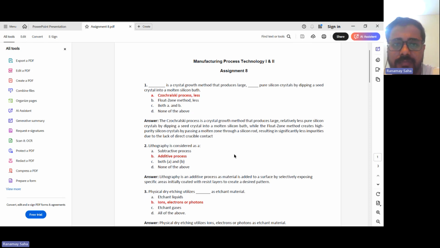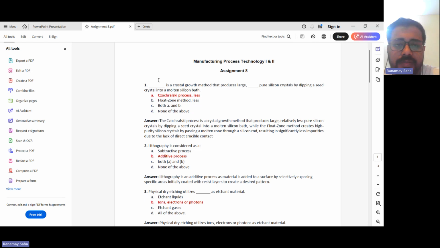We have seen some problems out of the single crystal growth method, and the theory had been taught to you during the regular classes. So the first question was about what is the crystal growth method that produces pure silicon crystals by dipping a seed crystal into a molten silicon bath. So from the process described, you can get that this is talking about the Czochralski method.